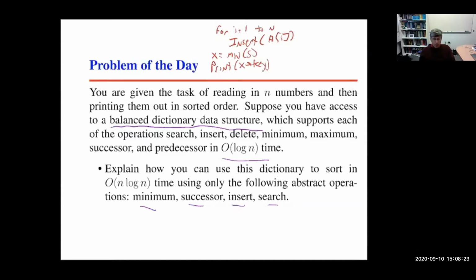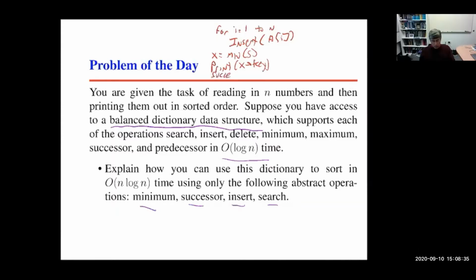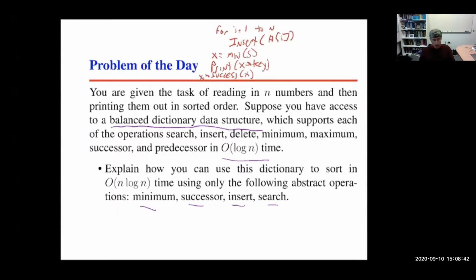Oh, wait, no. Now you've got the min. You want to then move to the next one. And how are you going to do that? Successor. Say x is equal to the successor of x. And you want a loop that's going to go around something like for i equals 1 to n times.